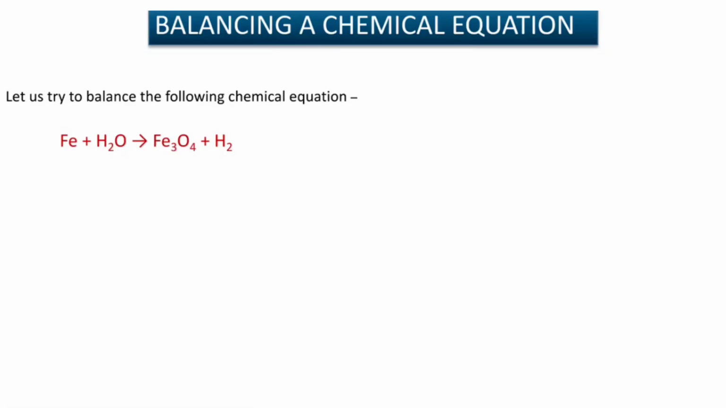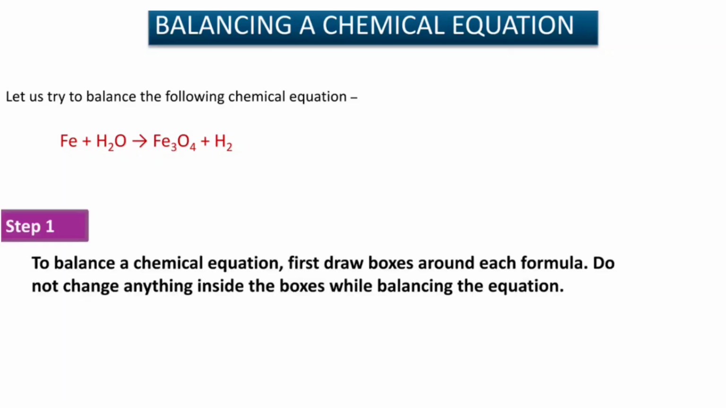First one, Fe plus H2O gives Fe3O4 plus H2. First step: to balance a chemical equation, first draw boxes around each formula.